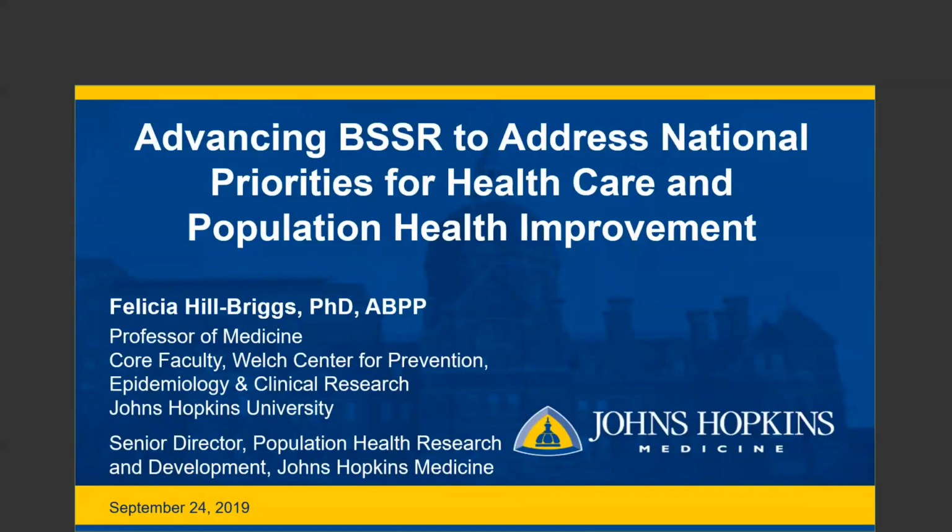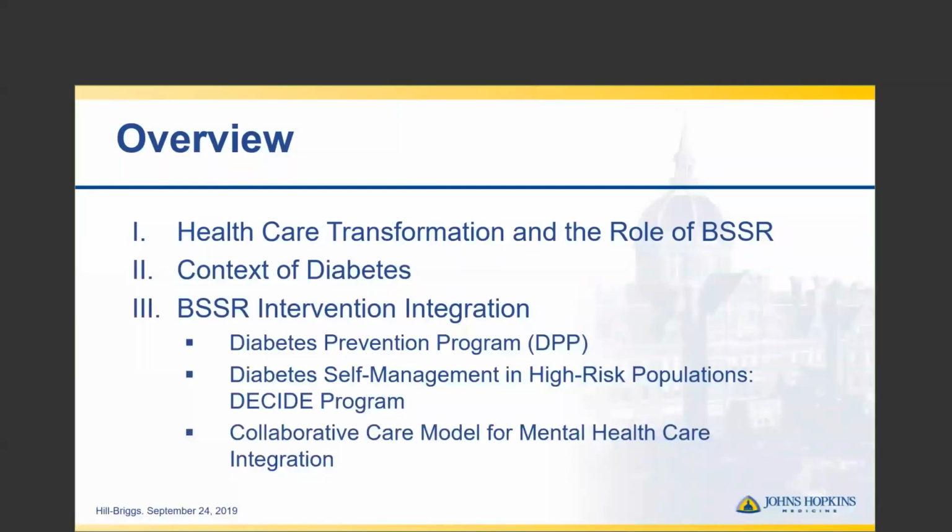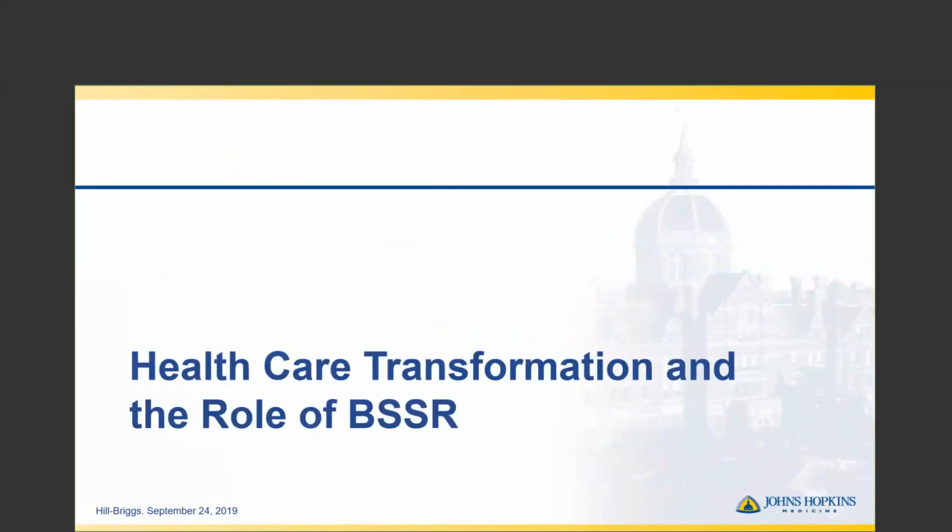By way of overview, I will begin by talking about healthcare transformation and the role of behavioral and social sciences research. I'll move on then to the context of transformation and behavioral and social sciences research in the context of diabetes specifically as a priority condition. And then I will go through 3 examples of interventions that have been or are being integrated into care. So let's start with healthcare transformation.